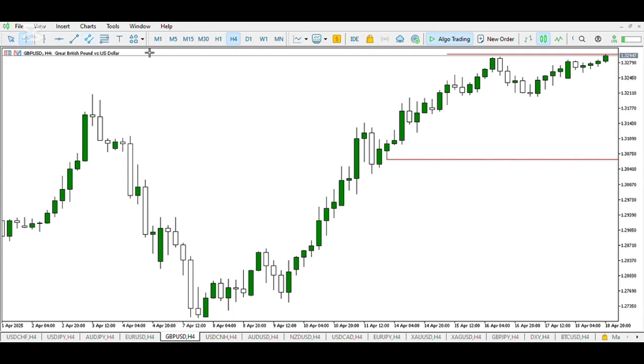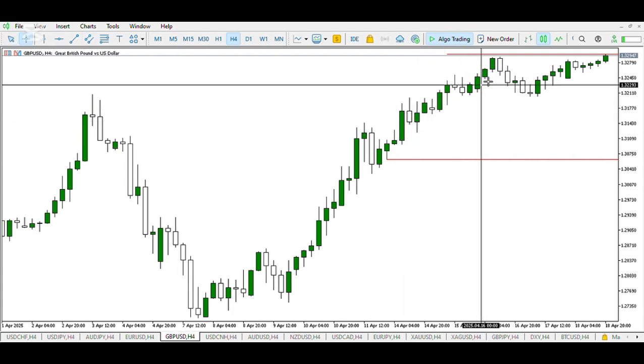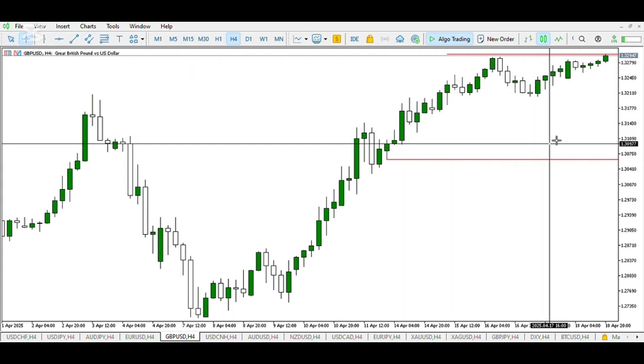GBP/USD, I will leave you to think and do this analysis on your own.